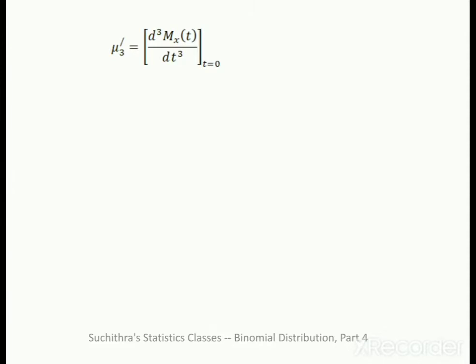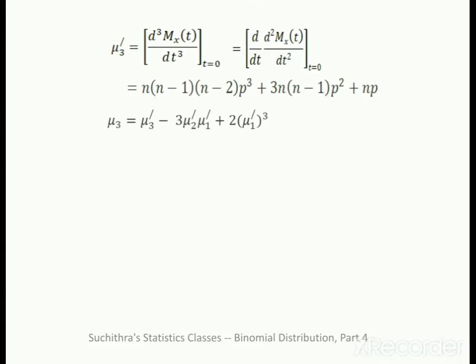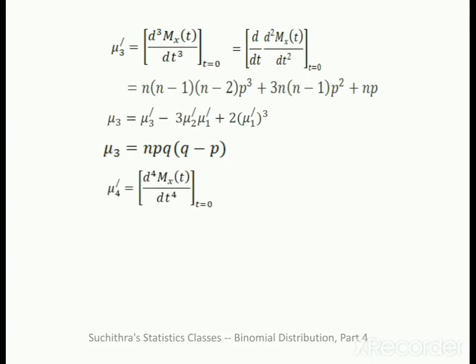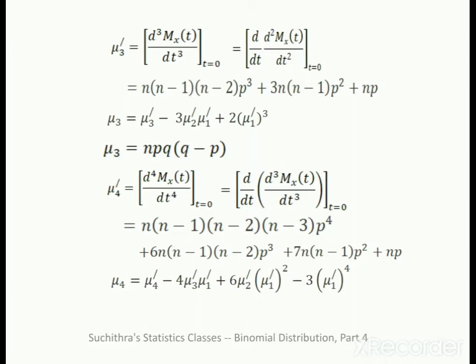Then mu_3' is d^3 M_X(t) by dt^3 at t equal to 0, that is d by dt of d^2 M_X(t) by dt^2 at t equal to 0. And we know what mu_3 is in terms of mu_3', mu_2' and mu_1'. Then mu_3 equal to npq(q - p), applying the values. Similarly, we can find mu_4' using the equation for mu_4 from the raw moments. We will get mu_4 is equal to 3(npq)^2 + npq(1 - 6pq).